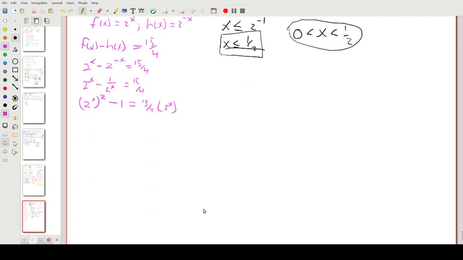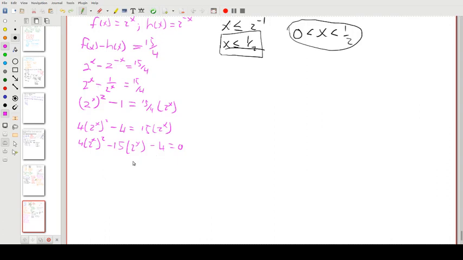Let's continue. We still need to get rid of this 4 because we don't like fractions, so multiply everything by 4. That gives us 4 times 2 to the power x squared, minus 1 times 4 is 4, equals 15 times 2 to the power x. Great. Now we can see this looks like a quadratic trinomial, so let's rewrite it in the form we're used to: 4 times 2 to the x squared minus 15 times 2 to the x minus 4 equals 0.